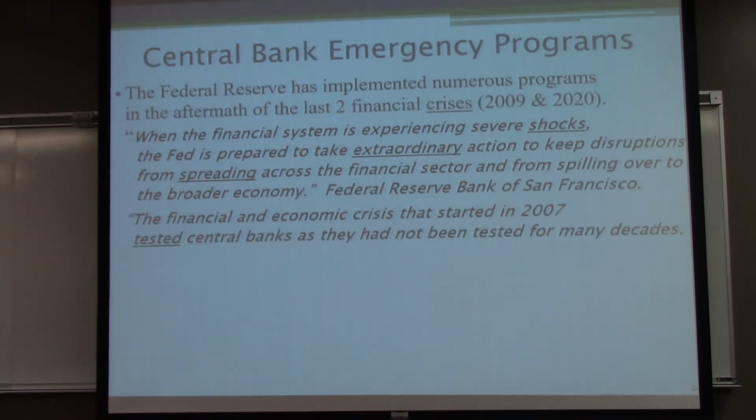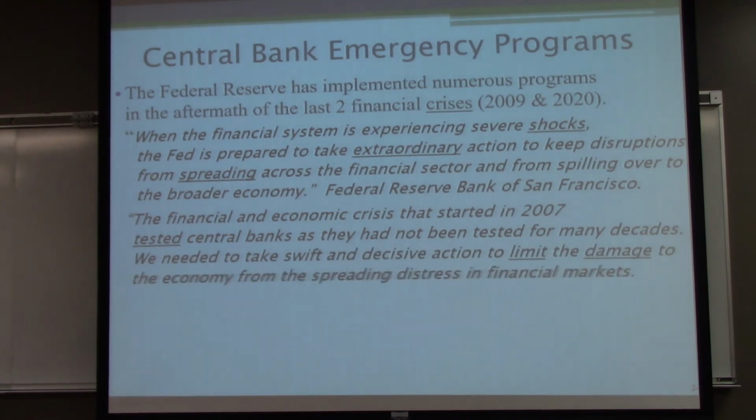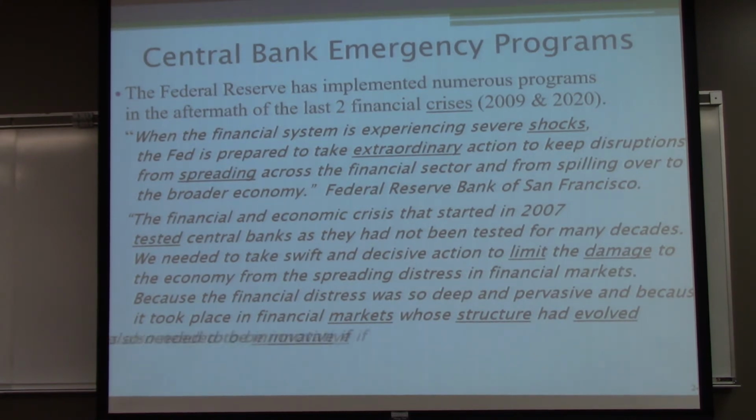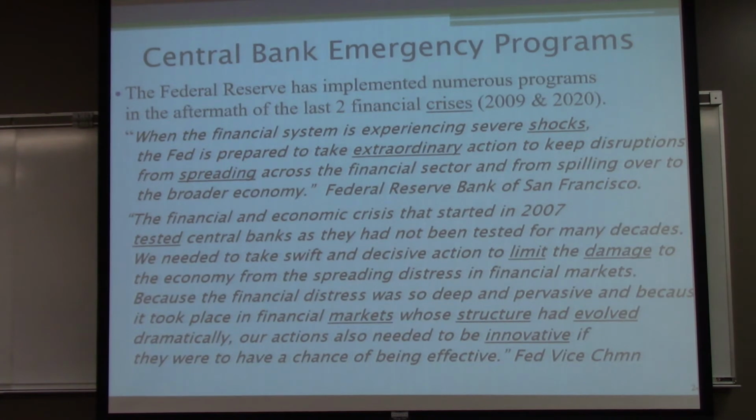The financial and economic crisis, and this is another quote from somebody else, one of the vice chairs. The financial and economic crisis that started in 2007 tested central banks as they had not been tested for many decades. It was a once-in-a-lifetime event, and it required the Federal Reserve to do things they hadn't done. We needed to take swift and decisive action to limit the damage to the economy from the spreading distress in financial markets. Because the financial distress was so deep and pervasive, and because it took place in financial markets, the markets were affected. Financial markets, where securities are bought and sold, and whose structure had evolved dramatically. We had brand new products and markets that had changed significantly over the years, and the Federal Reserve and other regulators had not kept up. Our actions needed to be innovative if they were to have a chance of being effective.